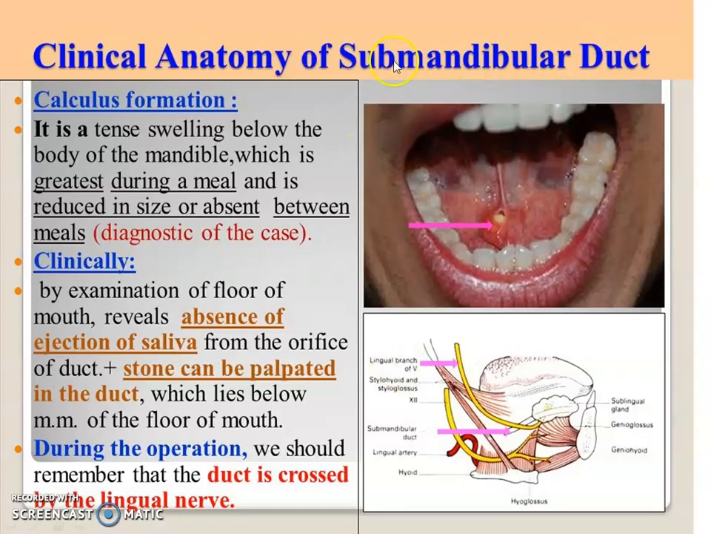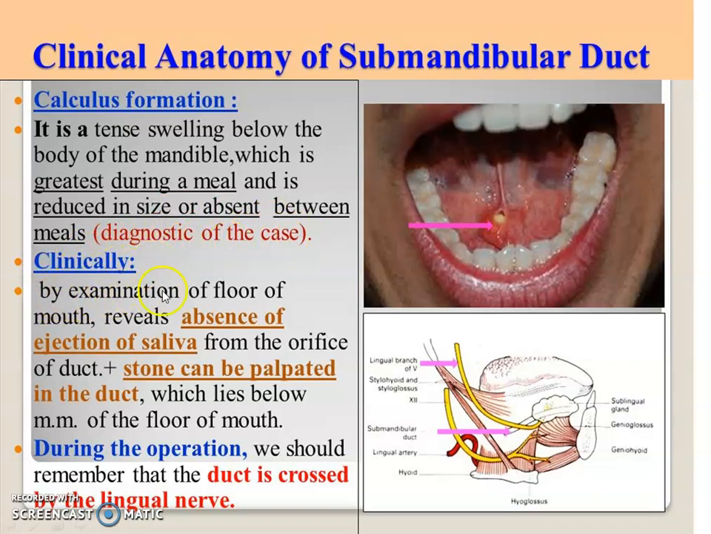In clinical anatomy of the submandibular gland, calculus formation presents as a tense swelling below the body of the mandible, which is greatest during the meal and is reduced in size or absent between meals. This is diagnostic of the case.